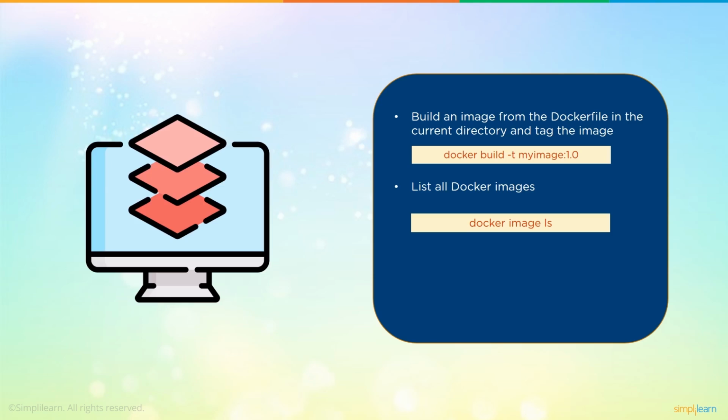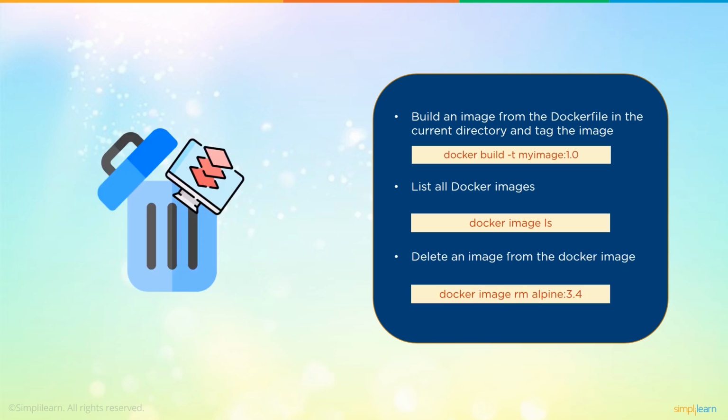Now, how to list down all the Docker images. docker image ls is something which is there. This will help you to list down all the Docker images which are available in your system. That will be listed out for you.